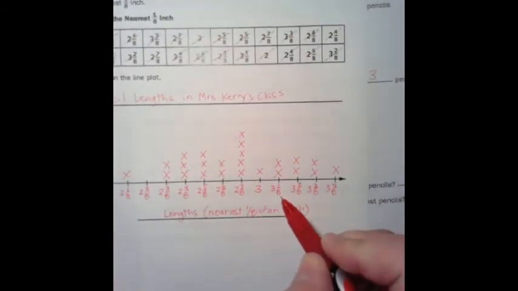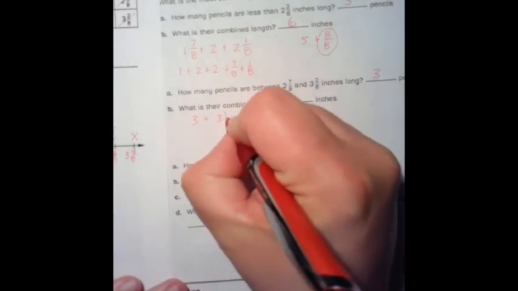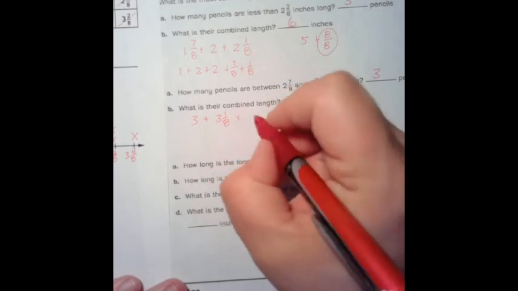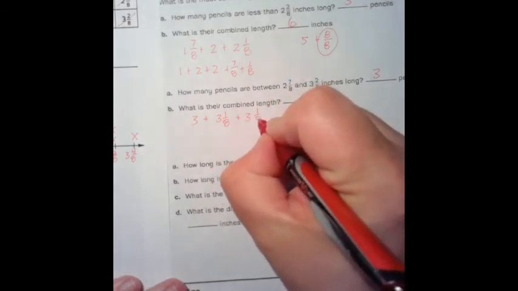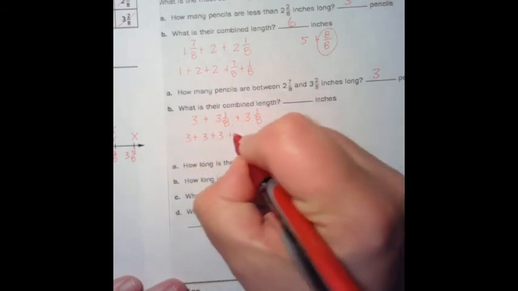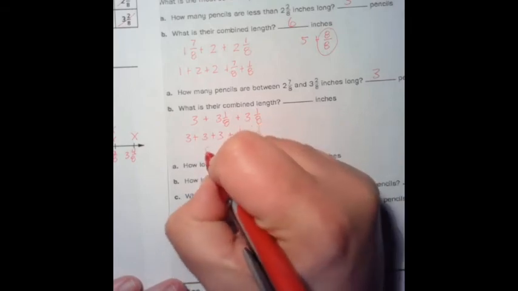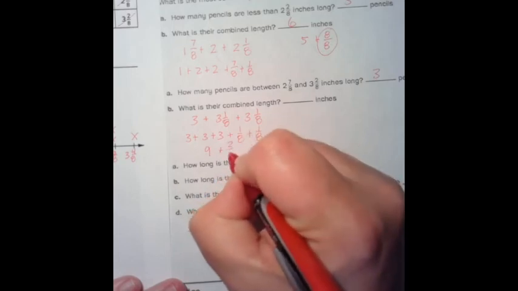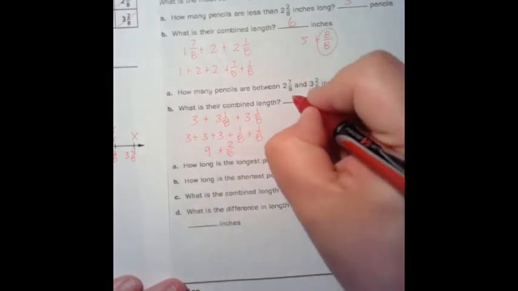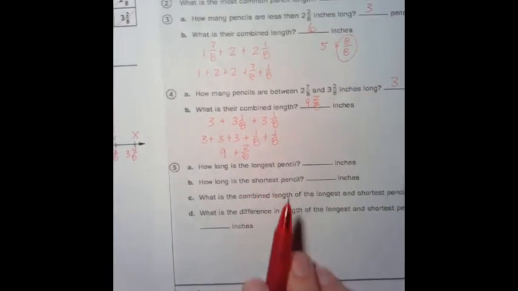Now again, they're asking you what's the combined length of those. So if we look, it's 3 plus 3 1/8 twice. So we're going to go 3 plus 3 1/8, and there's a second pencil that's 3 1/8 long. So we've got to add that again. So I'm going to combine my wholes again, 3 plus 3 plus 3, and I'm going to combine my fractions, 1/8 plus 1/8. 3 plus 3 plus 3 is 9, plus 1/8 and 1/8 is 2/8. So that would be 9 2/8. That's the combined length.